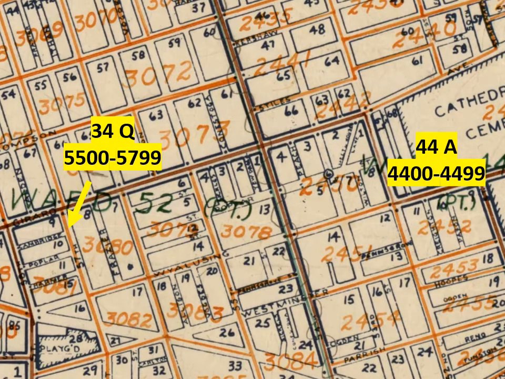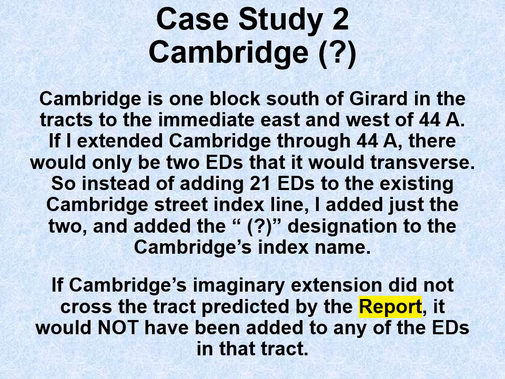On the other side, west of the cemetery, that's in 44A, Cambridge picks up again. And again, it's 1 block south of Girard. So it would make sense that if Cambridge did exist in 44A, it would be 1 block south of Girard. And if that's the case, Cambridge, this repeats it, Cambridge is 1 block south of Girard. So instead of adding 21 EDs to the existing Cambridge street line, I'm only going to add the 2 EDs within tract 44A that's below Girard.